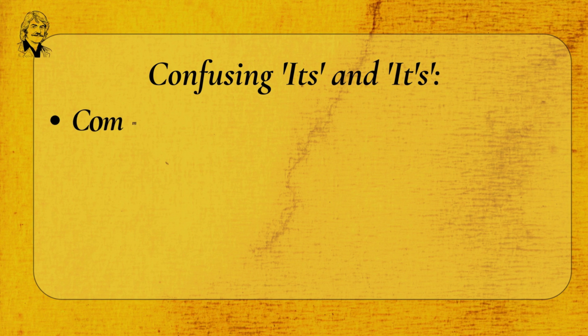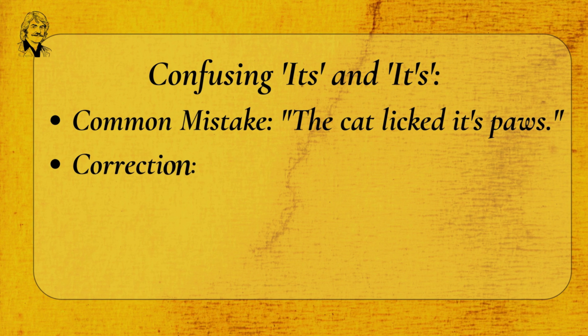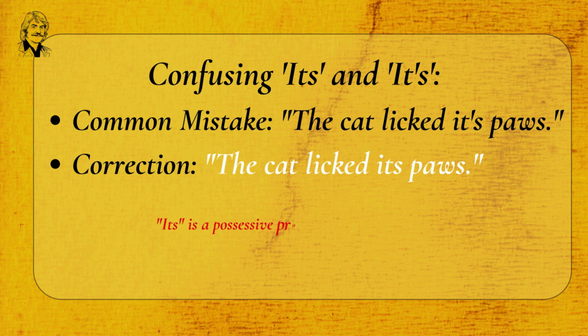Confusing its and it's. Common mistake: The cat licked it's paws. Correction: The cat licked its paws. Its is a possessive pronoun, while it's is a contraction for it is or it has.